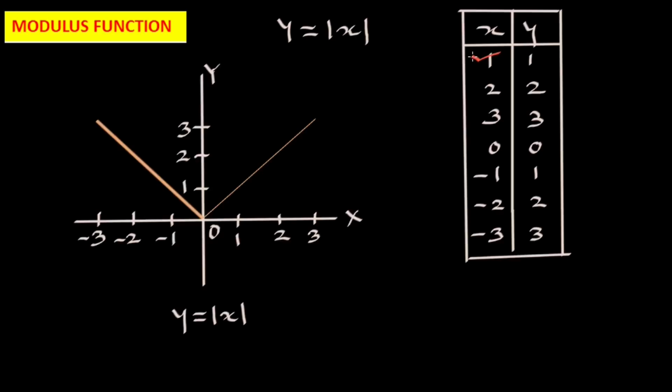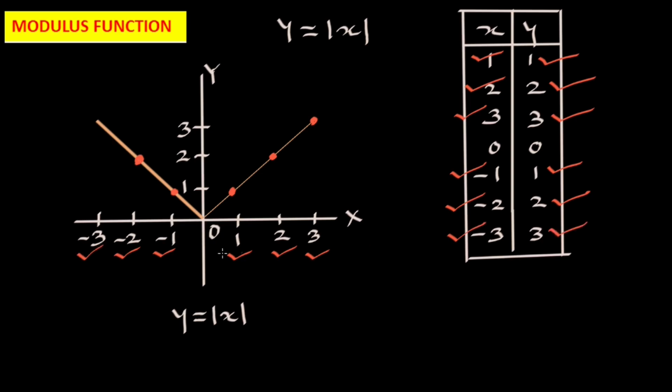Modulus functions can be easily understood through their graphs. So let us first draw a graph of y equals mod x. When x is 1, y is 1. When x is minus 1, y is 1 here. When x is 2, y is 2 here. When x is minus 2, y is 2 here. When x is 3, y is 3 here. When x is minus 3, y is 3 here, and for x equals 0, y is also 0 here. So this is how we can draw a graph of y equals mod x.